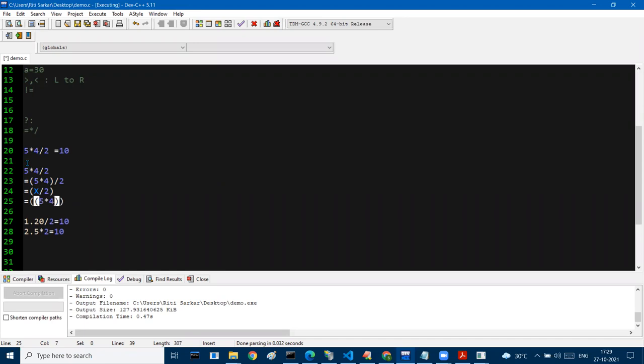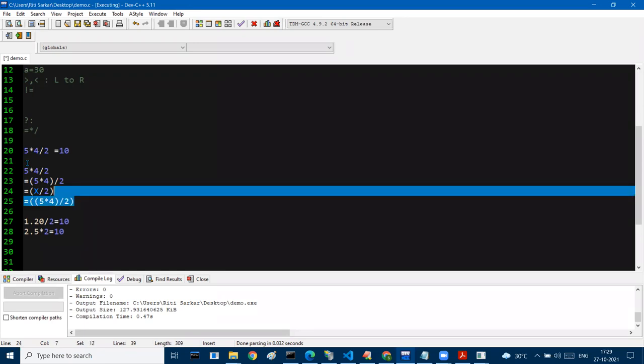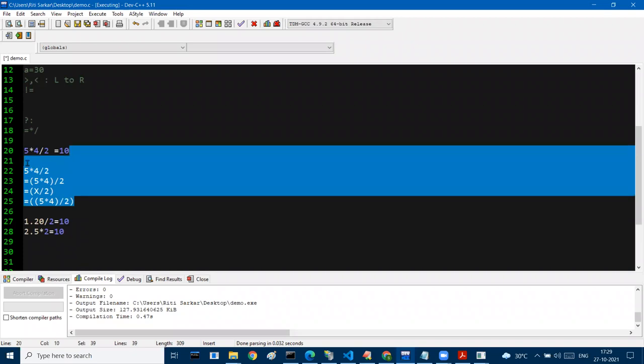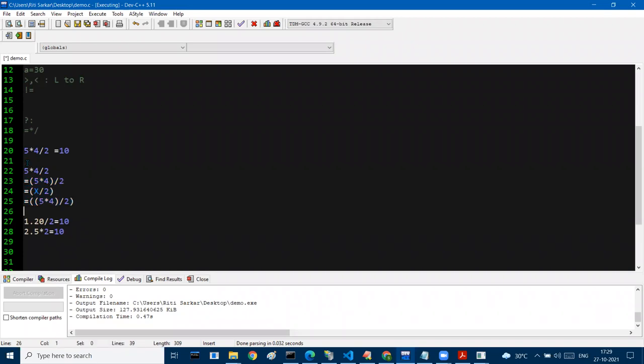5 into 4, by 2. Now this is what it is as per the associativity when it is from left to right. Now the evaluation will start. When we go for evaluation, what will we do? We will start from left to right. That means 5 into 4 first, that becomes 20, and then by 2, that becomes 10.